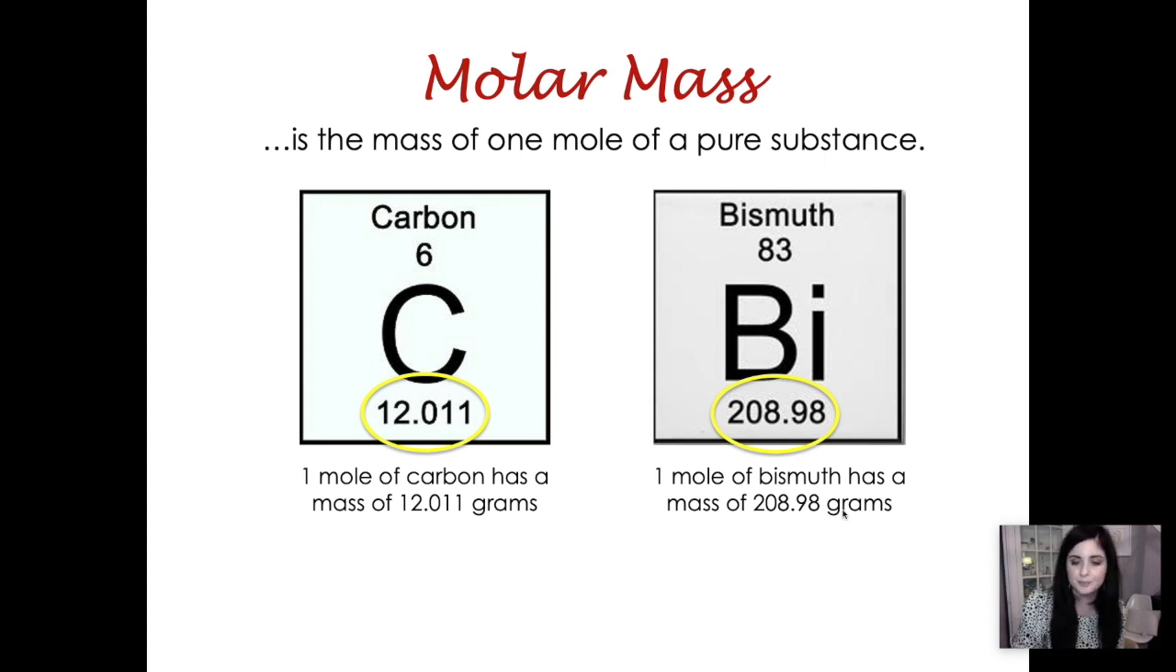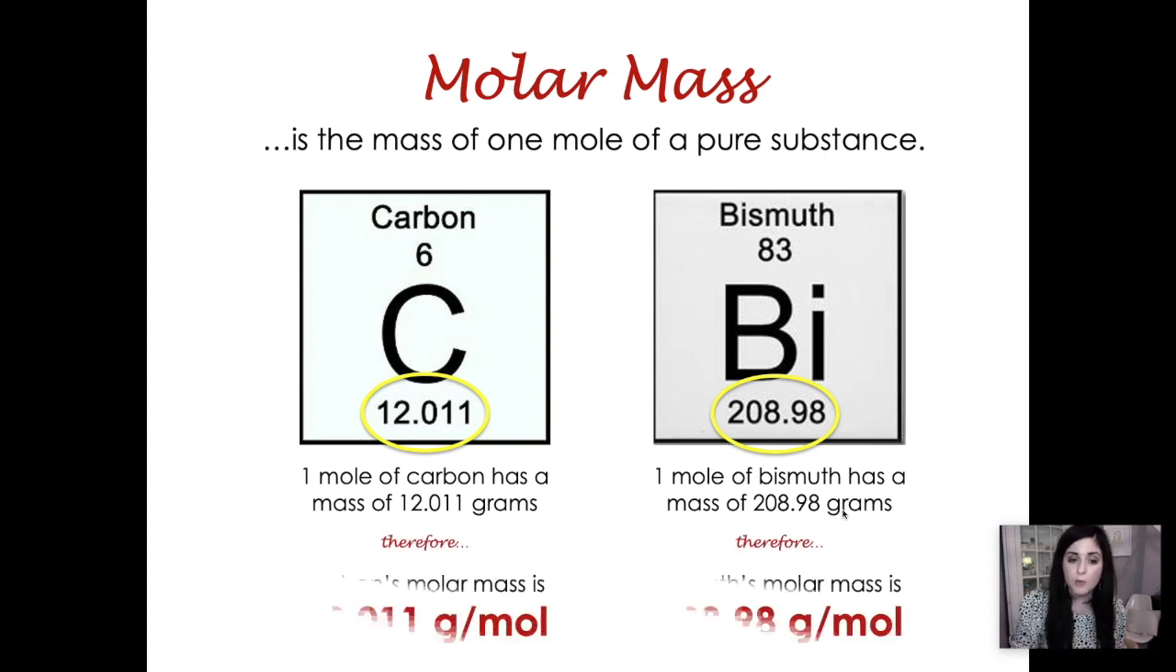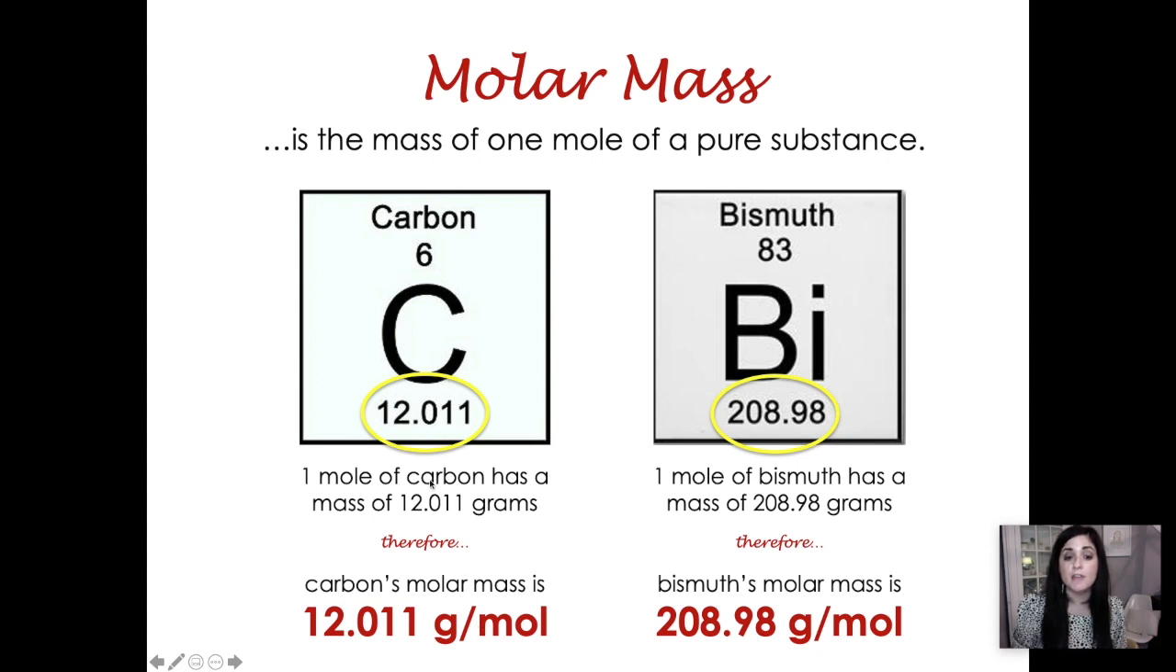Because it's going to be ingrained in your head very, very soon because you're going to hear me say it a lot. So therefore, we say carbon's molar mass is 12.011 grams per mole, grams per 1 mole. You're familiar at this point with the units of this being AMU. Not only can you use the units AMU, atomic mass units, you can also use grams per 1 mole. And bismuth's molar mass, therefore, is also grams per 1 mole.